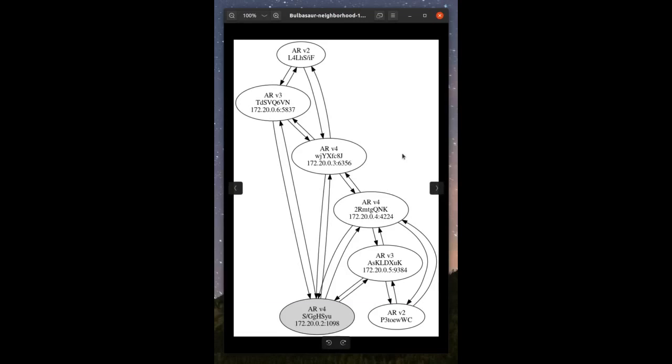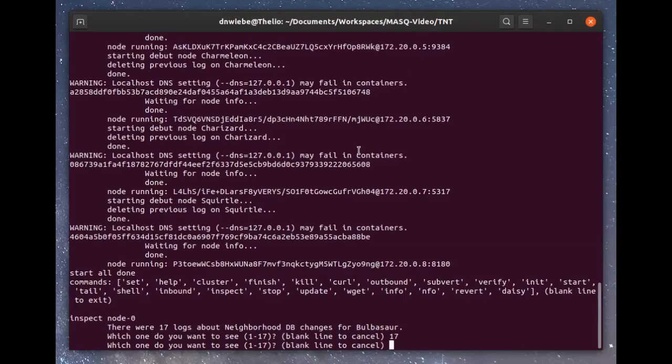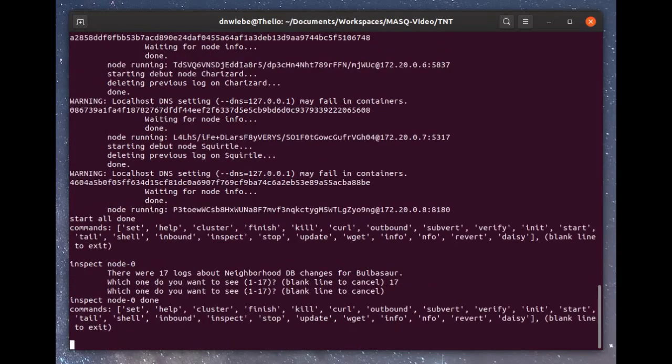We could look at this from another vantage point, but instead of that, let's try killing off node 1 and then seeing what happens. Okay, here's the TNT window again. I do not want to see any more neighborhood databases right now, so I'll hit enter.